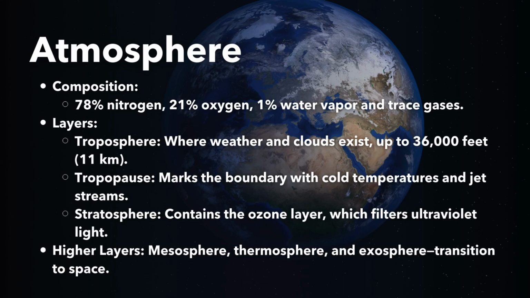Above the troposphere is the tropopause, marking the boundary where temperatures are very cold, with important flight-relevant phenomena like jet streams and clear air turbulence occurring. Other layers of the atmosphere include the stratosphere, mesosphere, thermosphere, and exosphere, with the latter being the transition to space. Although aviation takes place primarily in the troposphere, higher layers influence the weather experienced below.